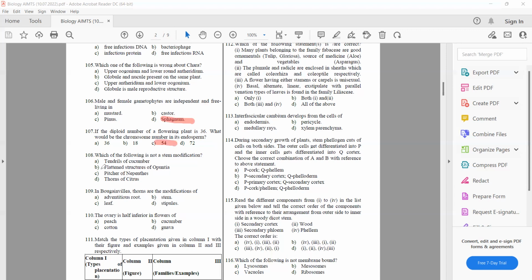Okay. Then 108, which of the following is not a stem modification? You can see tendrils of cucumber, flattened structures of Opuntia, and thorns of citrus. All of these are stem modifications. The one which won't come under stem modification is the pitcher plant.